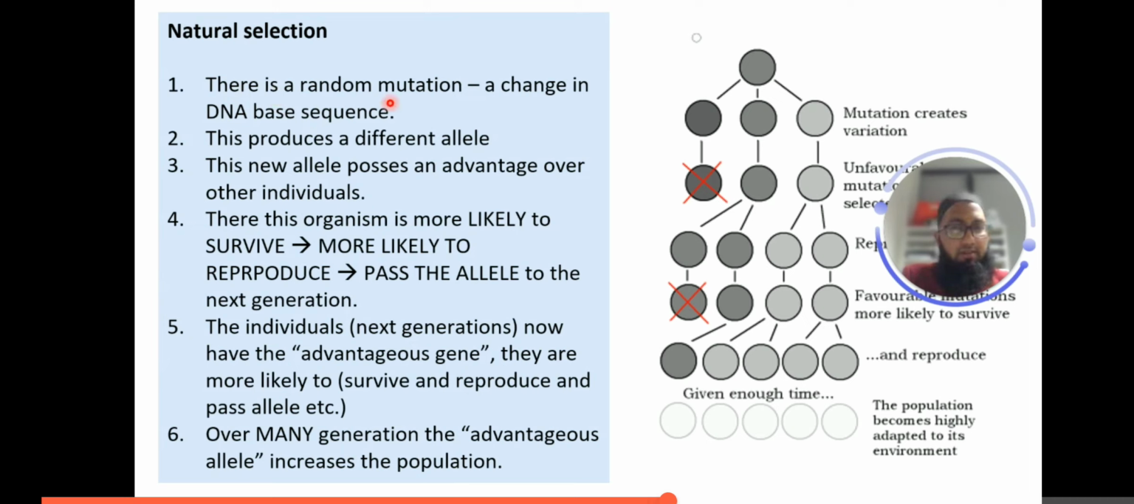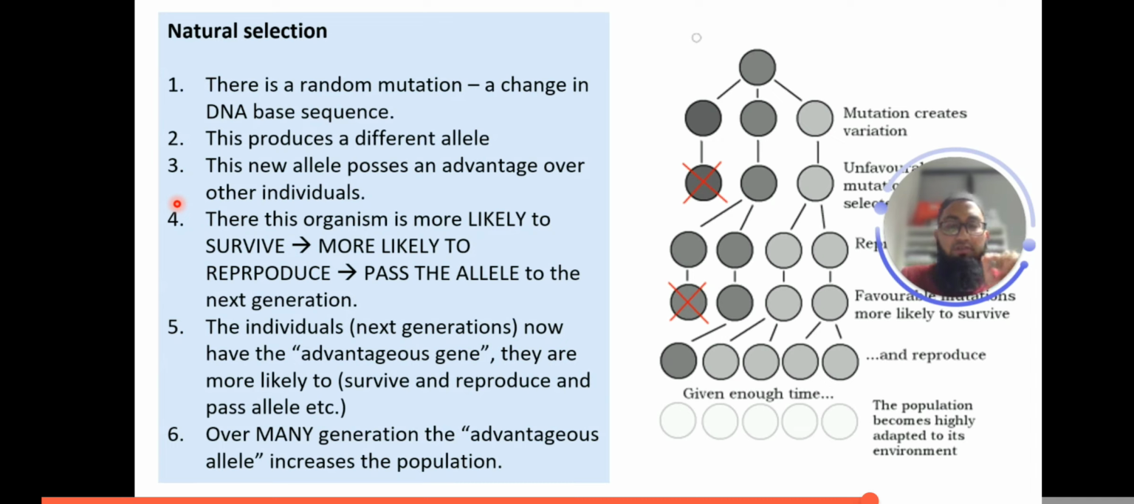First of all, there is a random mutation, so we have to explain it. There's a change in the DNA base sequence that occurs in that population in some of the organisms. This produces a different allele. This new, advantageous allele gives an advantage over the other individuals, the other organisms who did not have that mutation, who don't have that new advantageous allele. So therefore, this new organism is more likely to survive, more likely to reproduce, and pass the allele to the next generation, to their children.